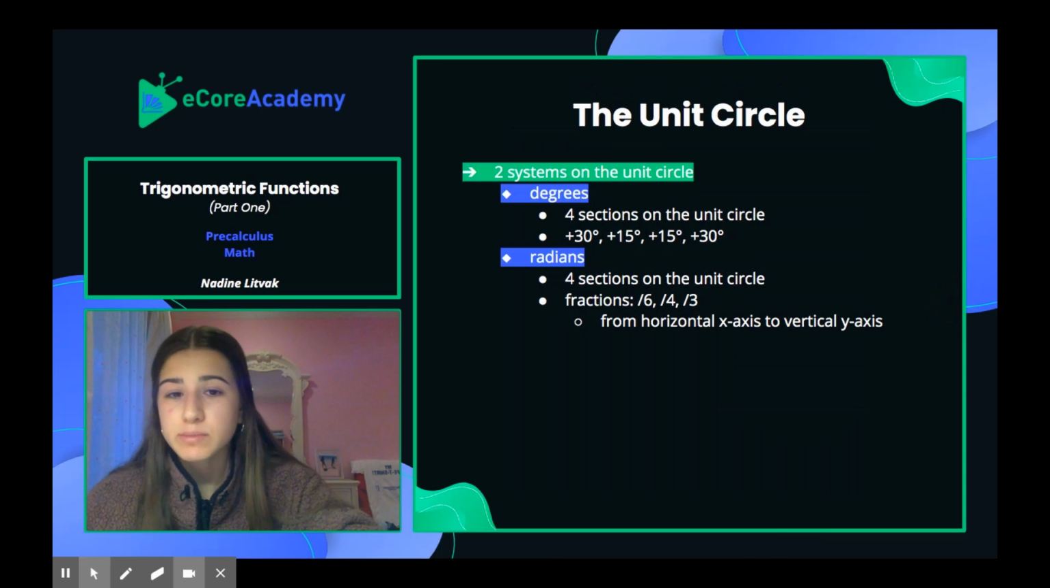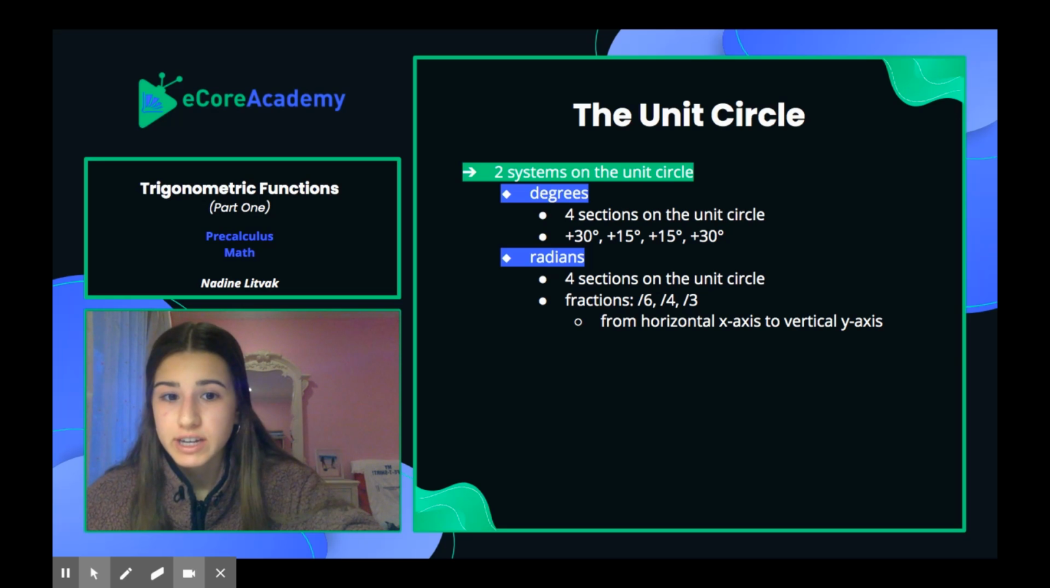So there are two systems on the unit circle. There are degrees and radians. There are 4 quadrants for degrees and for radians, and 4 quadrants in general in the unit circle. The degrees, starting from 0, go up by 30, then 15, 15, and then 30. And that repeats for each quadrant in the unit circle, so that repeats 4 times.